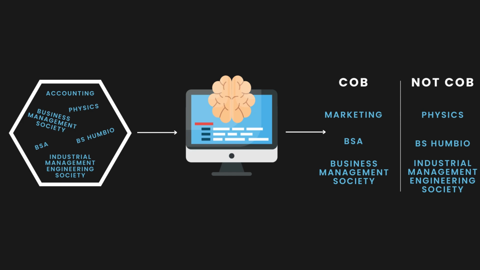Let's create an example that classifies College of Business students. Suppose that we are tasked with predicting whether college students belong to the College of Business, or COB, or not, based on data such as their majors, subjects taken, and organizations they are in. With the use of the classification technique, we will be able to learn patterns and relationships between the input features, or the majors, subjects, and organizations, and the target variable, COB or not COB. And once trained, the model can predict whether college students belong to the College of Business, which is COB, or not based on their characteristics.